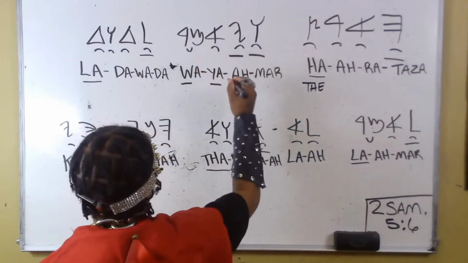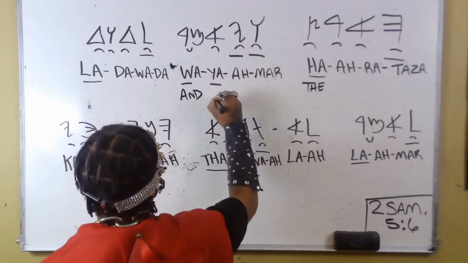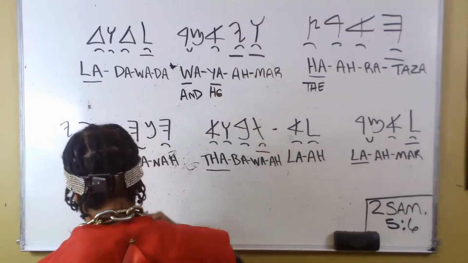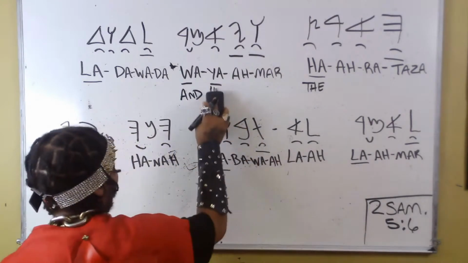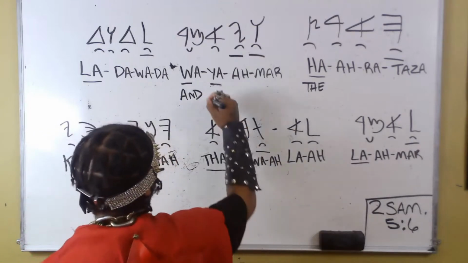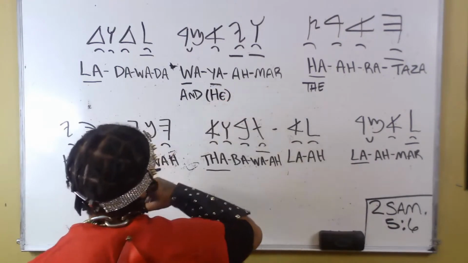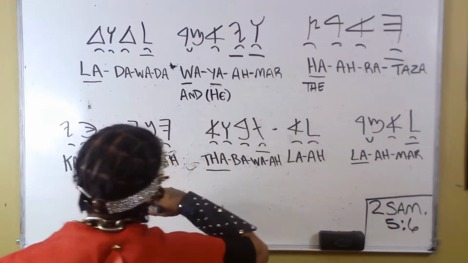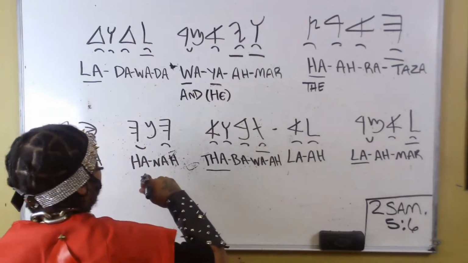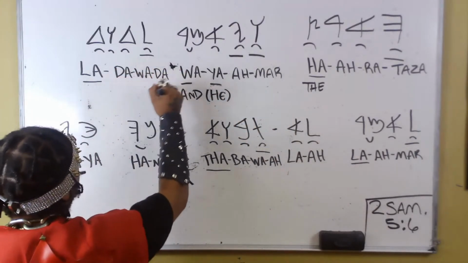Wa Ya Amar. Wa at the beginning of a root word is and. Ya at the beginning of a root word is he, to show direction, to show who it's talking about. Remember, you can't sneak this in our language, so it might not be in it. It is usually used to show direction of who it's talking about, which is Dawada.